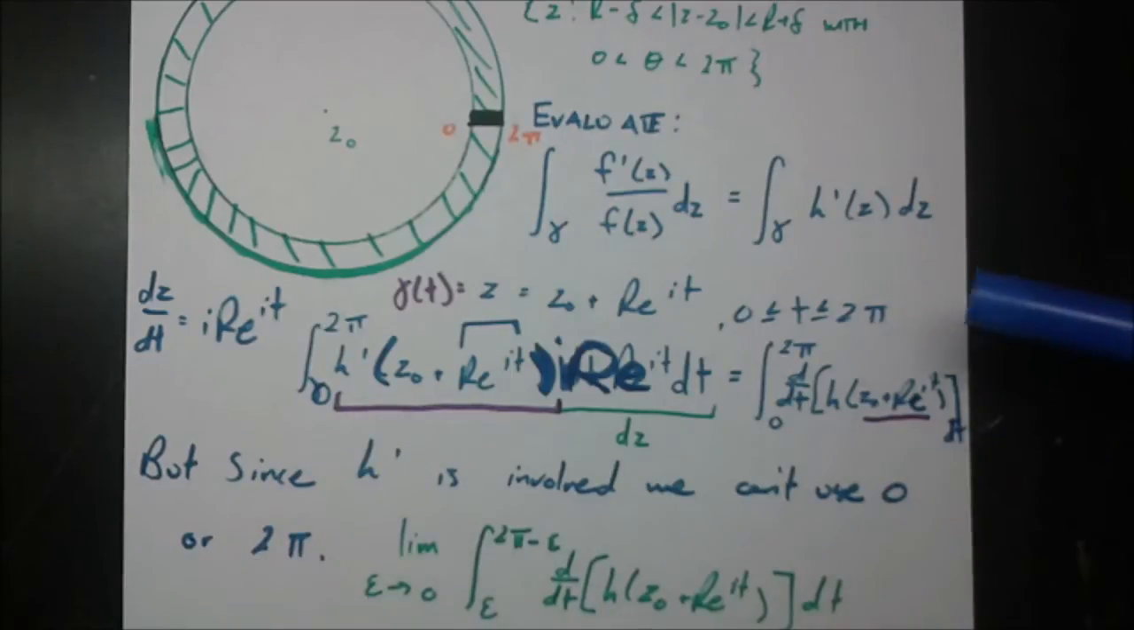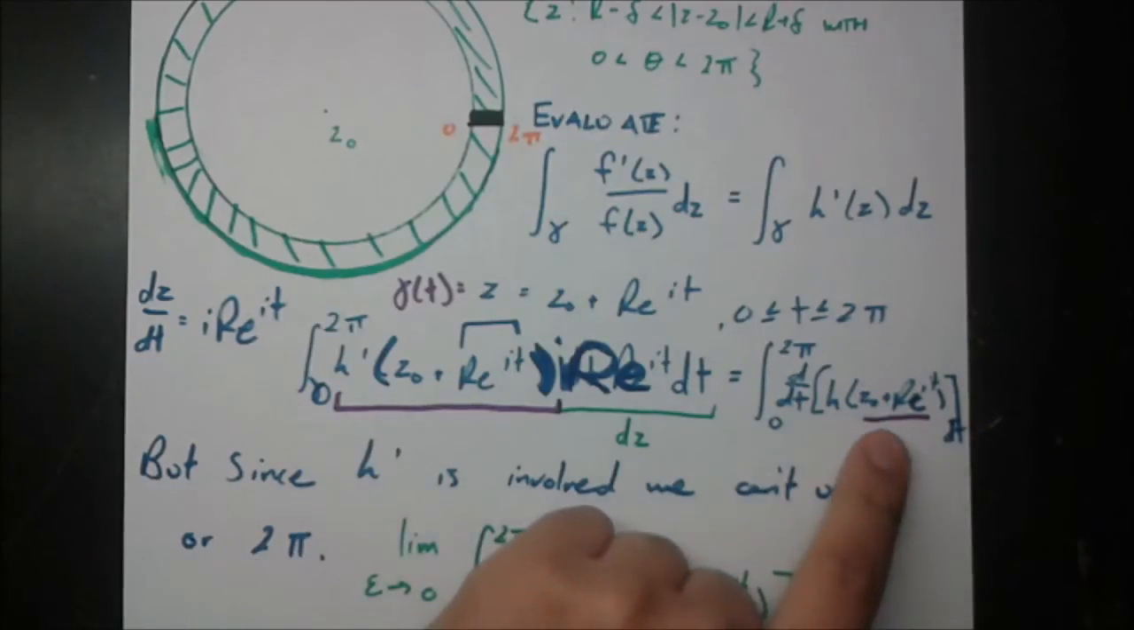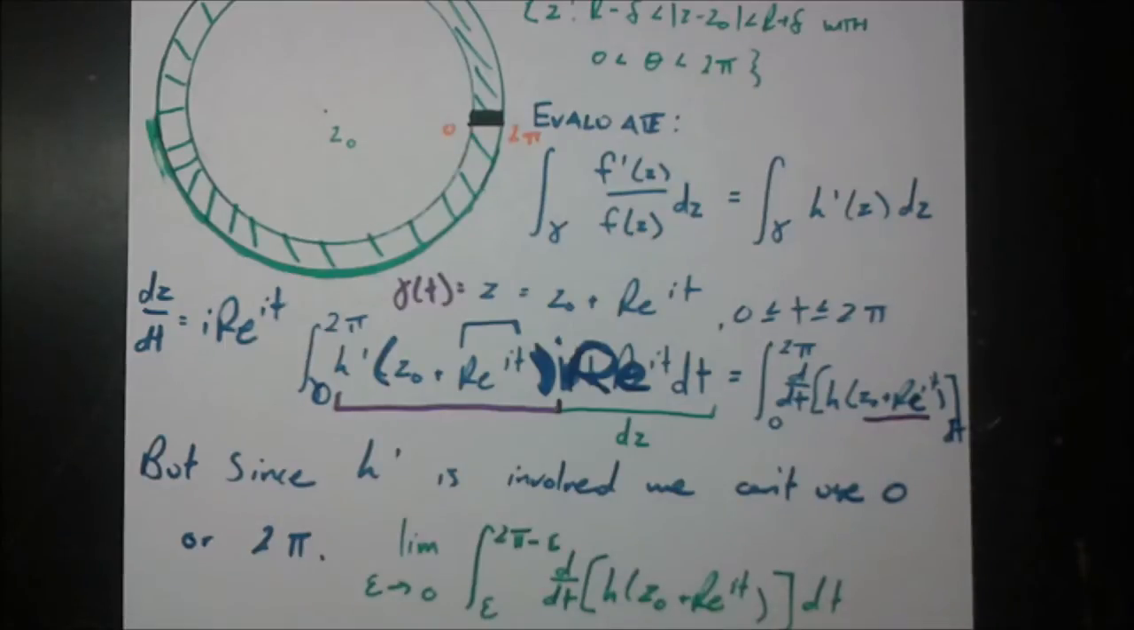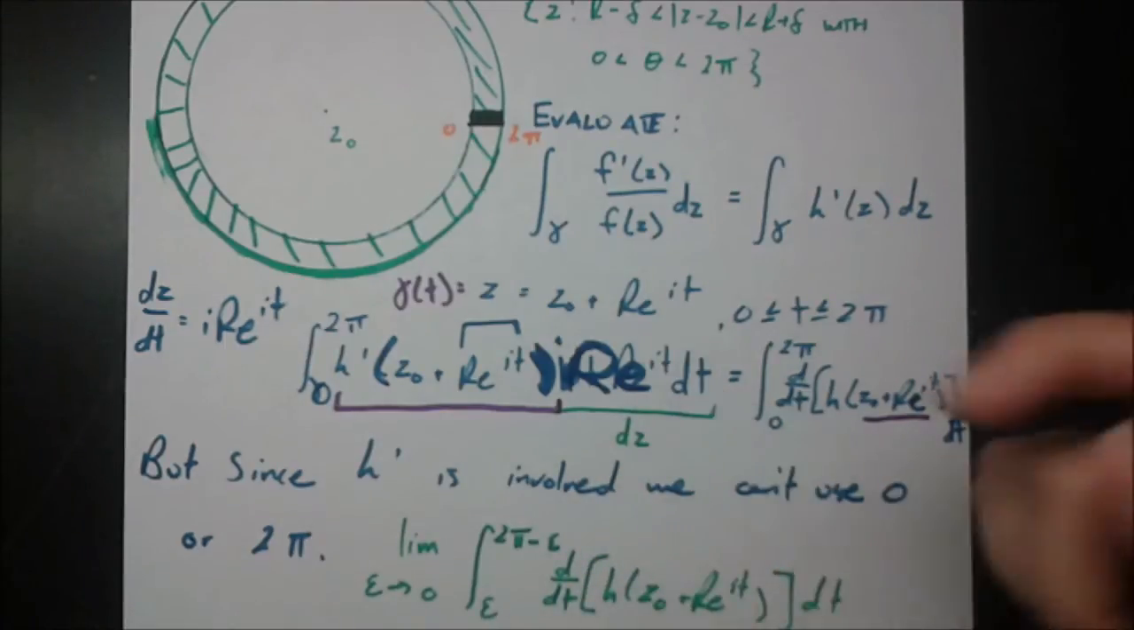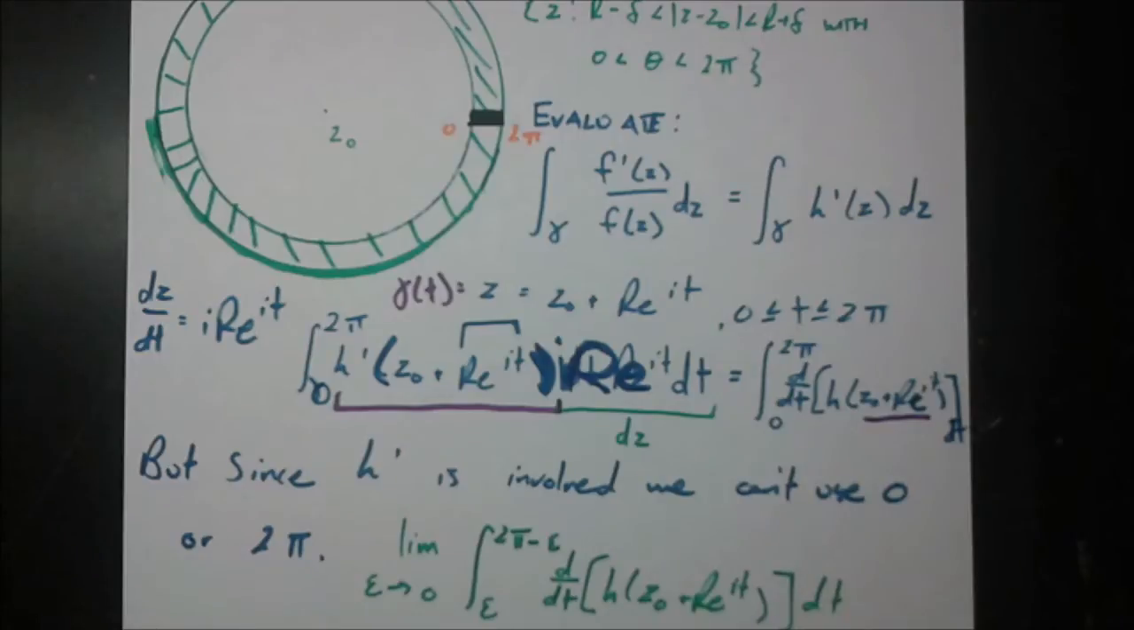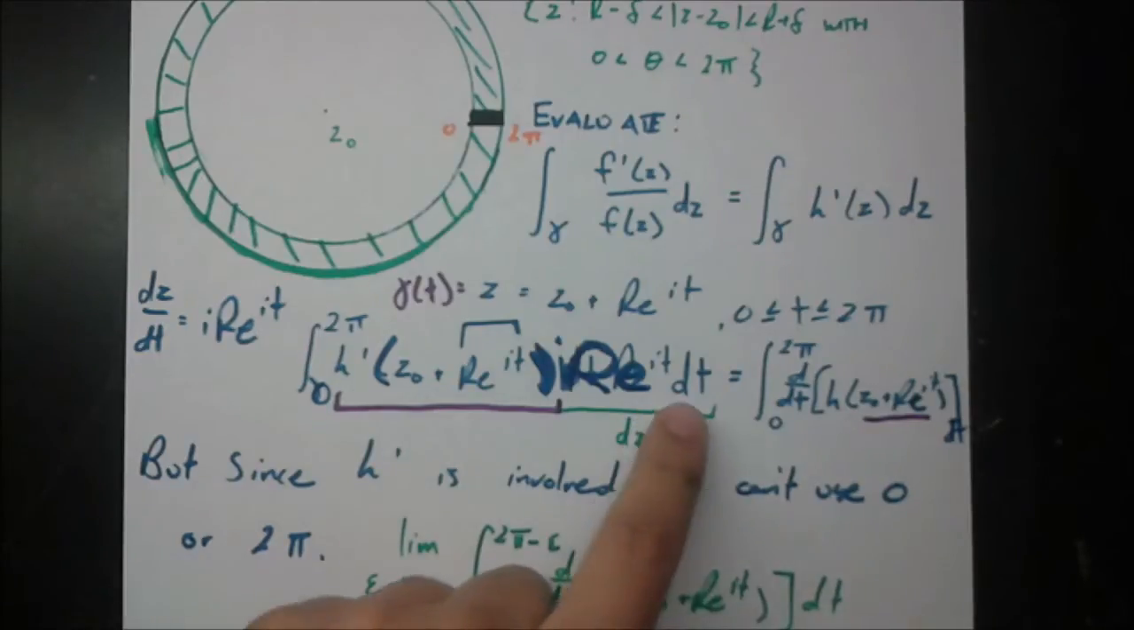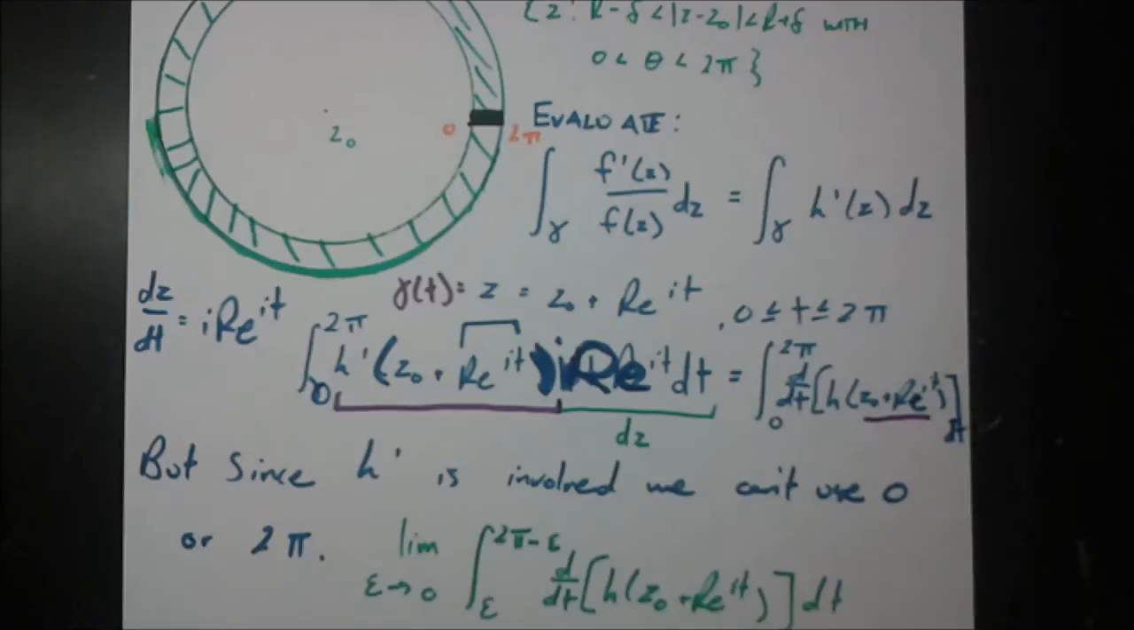And by chain rule, you need to take the derivative of the inside, this purple underlined. When you take the derivative of that, you get i r e to the it dt. Okay, so that shows that we have in fact written this integral correctly in a more compact form. But there's one thing we did not do correctly.